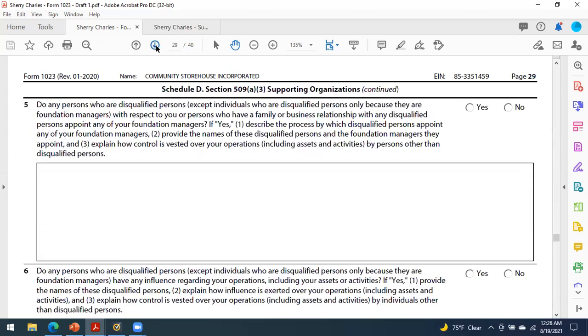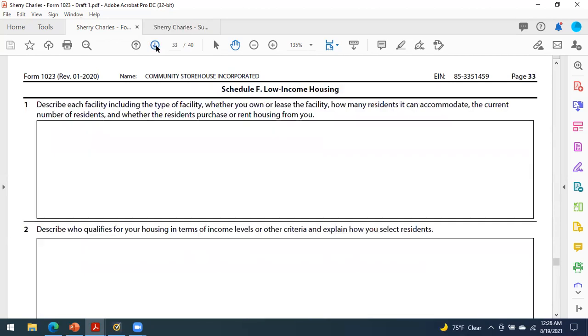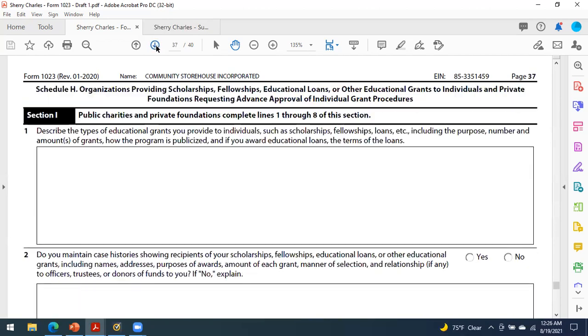The schedules go all the way up to, I think, H, I believe. H is a very popular schedule because it allows people to provide scholarships. And it's popular because a lot of times people want to provide students with scholarships to go to college and things like that. So that's a popular schedule that I complete for my clients.